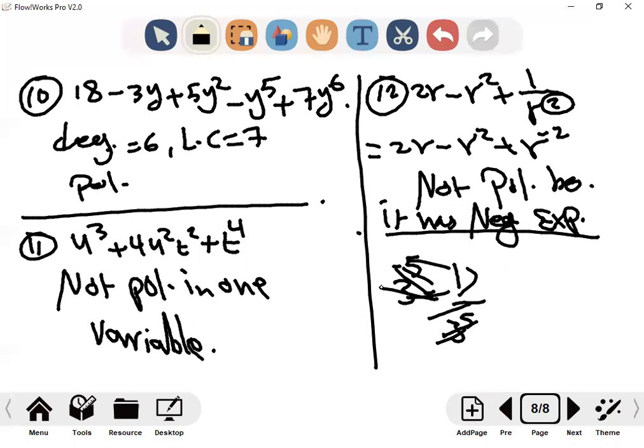Part B, sketch a graph of the function. How do we sketch a graph? Okay, done? Done.